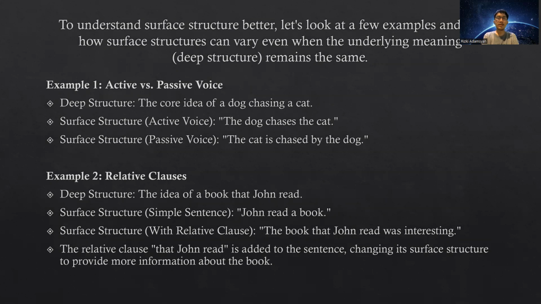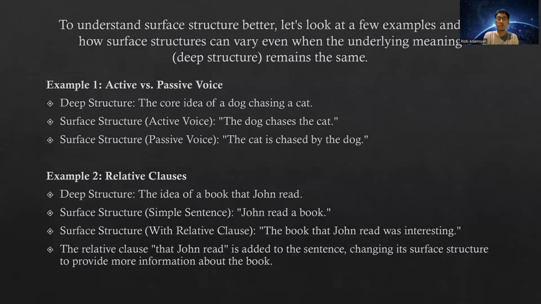To understand surface structure better, let's look at a few examples and see how surface structure can vary even when the underlying meaning, the deep structure, remains the same. Example 1. Active versus passive voice. Deep structure, the core idea of a dog chasing a cat. Surface structure, active voice. The dog chases the cat. Surface structure, passive voice. The cat is chased by the dog.